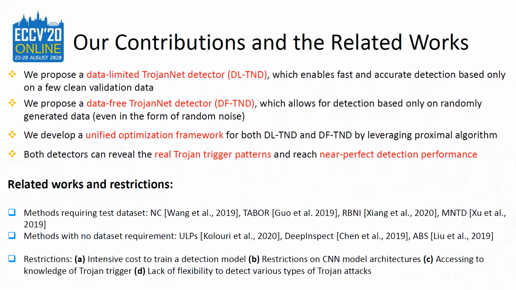In our work, we first propose a data-limited Trojan net detector, when only a few data samples are available for Trojan model detection. In addition, we propose a data-free Trojan net detector, which allows users to detect a Trojan model without accessing any data samples. Our detectors can not only reach good detection performance, but can also reveal the real trigger pattern. Current works on Trojan model detection without access to the training dataset all fall into one or more restrictions, for example, additional costs to train a detection model and restrictions on CNN model architectures. Our methods can overcome these drawbacks and provide efficient and accurate detection.